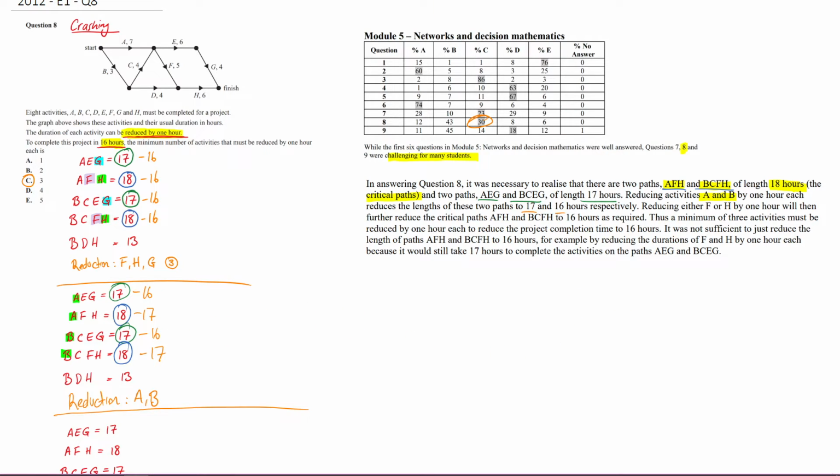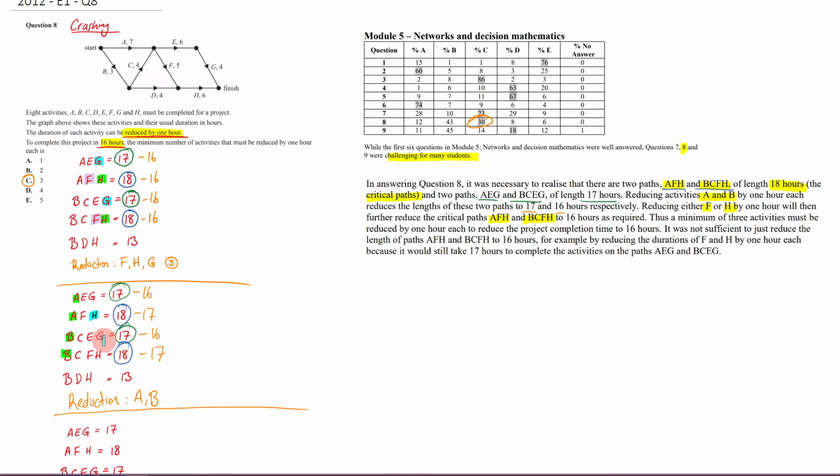Now it says, let's grab the highlighter back, reducing either F or H by 1 hour will then further reduce the critical paths AFH and BCFH to 16 hours as required. So notice it's drawing our attention to AFH and BCFH because they're currently 17. So 17 here would be now our minimum time to complete this project. But now we want to get this 17 and make it 16. So that means what we're going to have to do is look for what is shared between this one and this one. All right, so as you can see, VCAA is telling us that we could either reduce F or H because they both have F in common and they both have H in common. So either one of those would be fine.